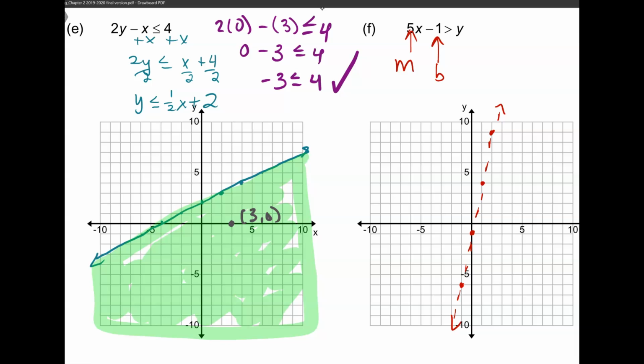Okay. So I graphed the line. I had to make sure it was dashed because it's a greater than. If it was an equal to, we would have a solid. Otherwise, we just have to leave it this way. Now I have to decide which half to shade.